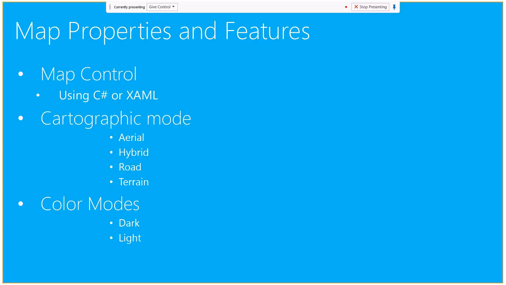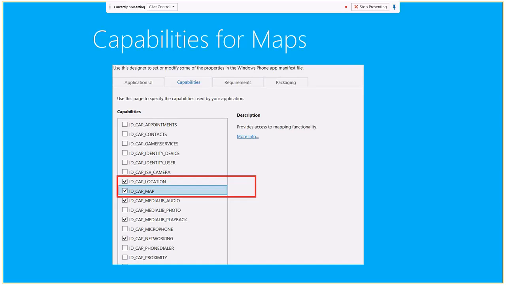So for the maps, again, you need to enable the location and maps capability within your Windows Phone project. That's in the app manifest file. If you don't enable this, you're going to get the same error the way we saw earlier. It's going to be the unauthorized exception or access denied kind of exception.